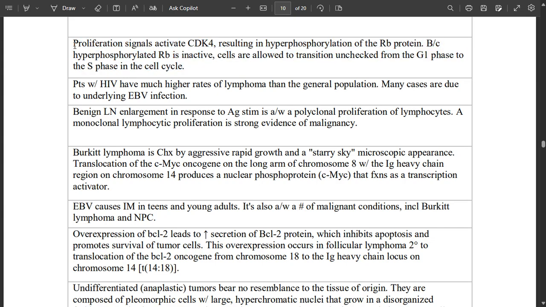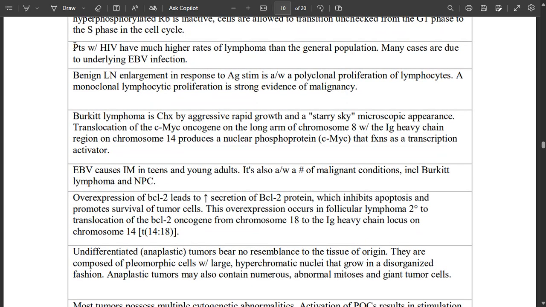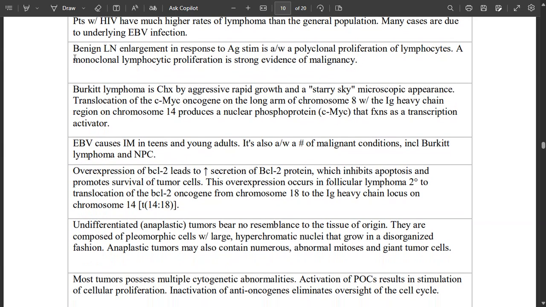Patients with SIV have much higher rates of lymphoma than the general population. Many cases are due to underlying EBV infection. As I said earlier, EBV infection is most commonly implicated together with SIV, and EBV is highly seen in those lymphoma cases. Benign lymph node enlargement in response to antigen stimulation is associated with polyclonal proliferation of lymphocytes. Monoclonal lymphocytic proliferation is strong evidence of malignancy.